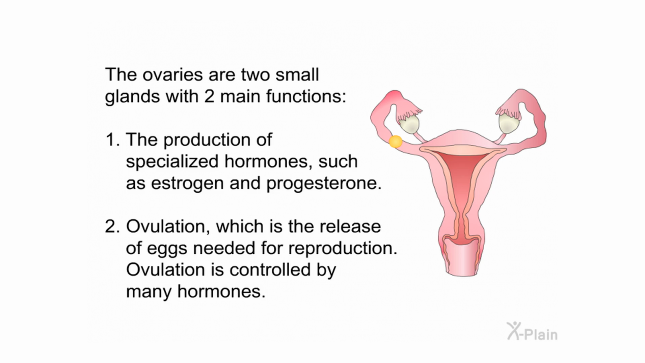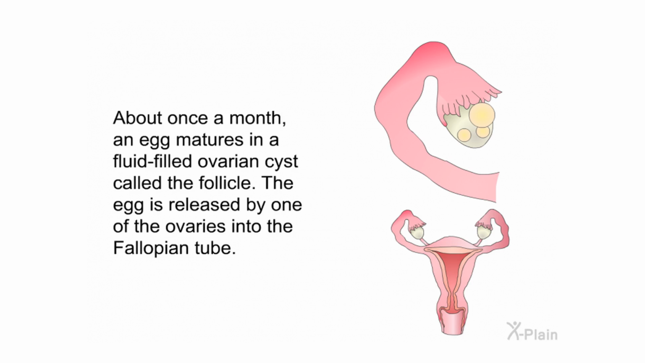The ovaries are two small glands with two main functions. 1. The production of specialized hormones such as estrogen and progesterone. 2. Ovulation, which is the release of eggs needed for reproduction. Ovulation is controlled by many hormones. About once a month, an egg matures in a fluid-filled ovarian cyst called the follicle. The egg is released by one of the ovaries into the fallopian tube.